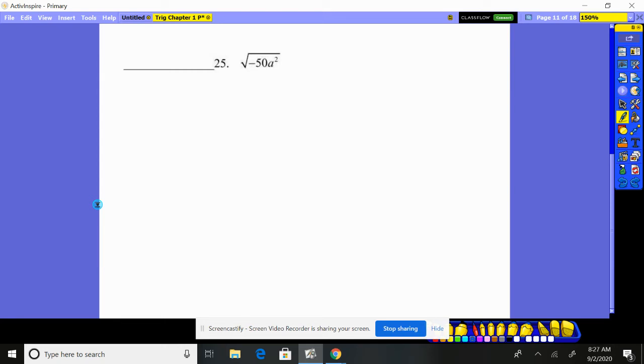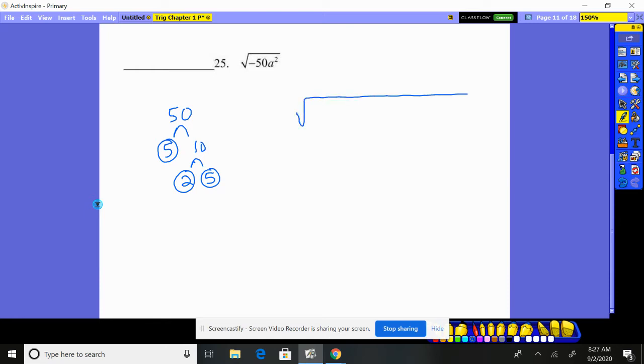25. We got to break 50 down. So let's break 50 down to start with. I think of a 5 and a 10. That's prime, so can't go any further. 10 breaks down to a 2 times 5. Can't go any further, can't go any further. So there are the prime numbers that multiply together to give us 50.